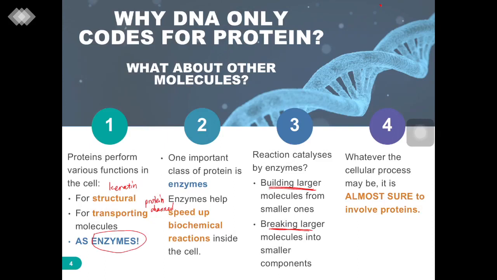So that's why the information contained in the DNA codes for protein. Because if you have protein enzymes, you can build other molecules. You can build carbohydrates, you can build lipids, you can build other proteins, you can break down those molecules. Because if it codes for proteins, you can get other molecules as well.